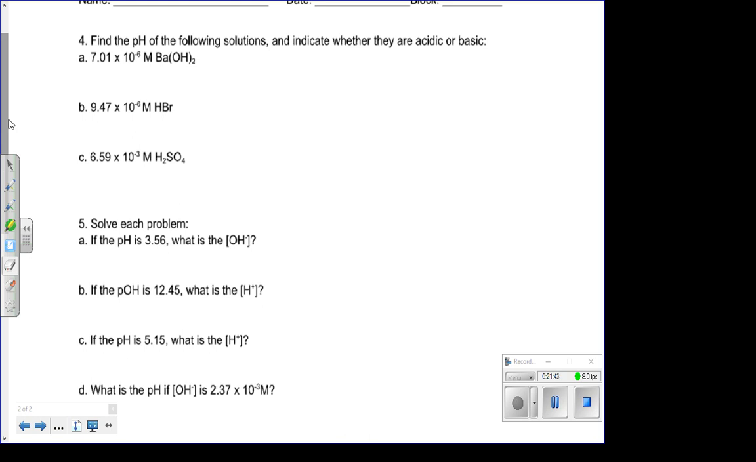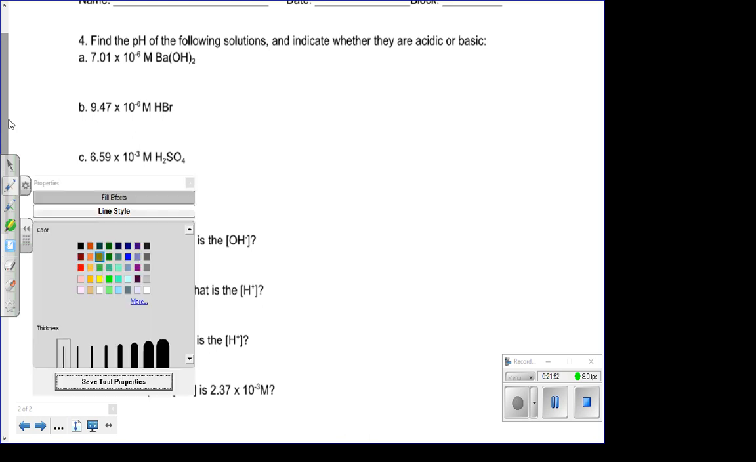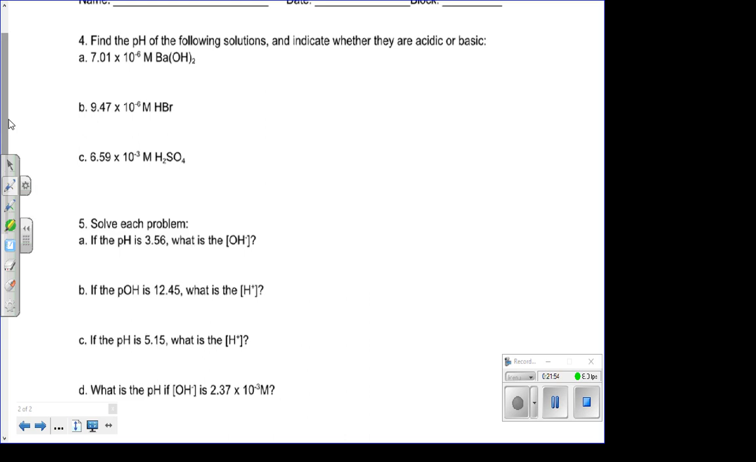Number 4, same type of thing, find the pH, but also indicate whether it's acid or base. pH below 7 is acid, pH above 7 is base. So in letter A, we again have a formula that ends in OH. So from this number, we'll be able to get our OH concentration. It's going to be 2 times this number because there's 2 OHs in the formula.